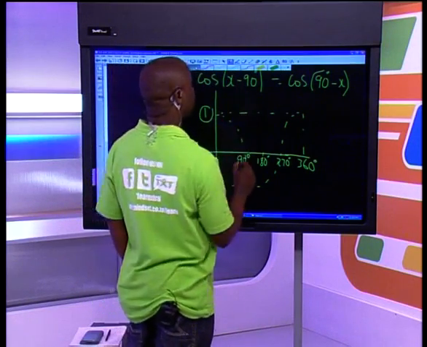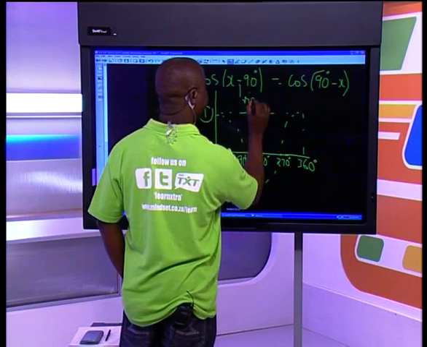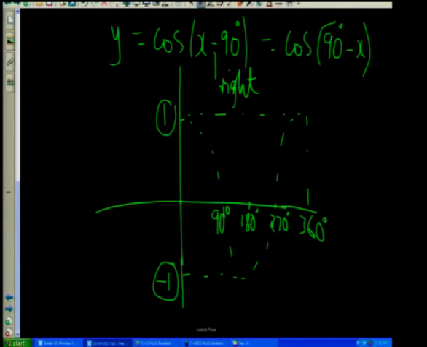So this is now going to shift in the right direction. When you see a minus there, it's going to shift to the right. Rightward shift.